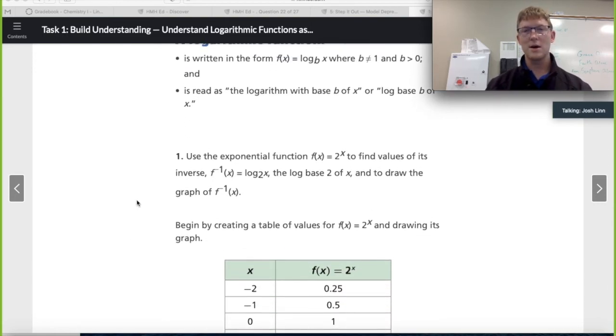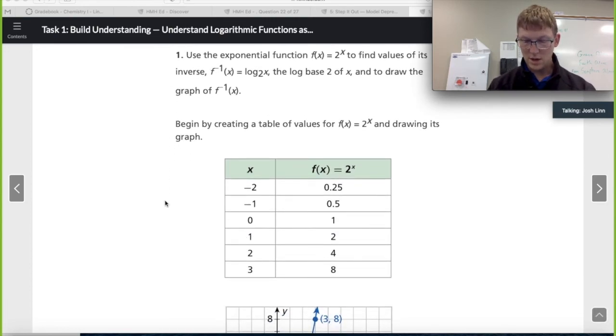So as I mentioned, the logarithm is the inverse of an exponential function. To remind you, an inverse of a function is where you take your inputs and your outputs, and you switch them. So in the inverse of this function, these would all be your x's, and these would be your y's. It is the opposite, or inverse, of f of x equals 2 to the power of x.